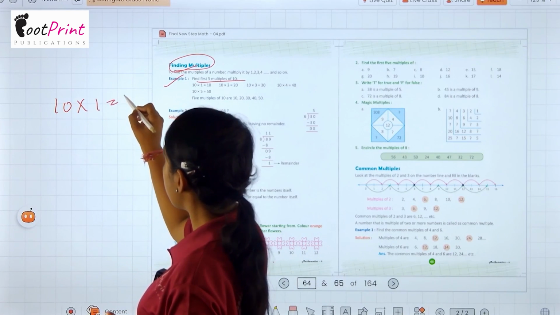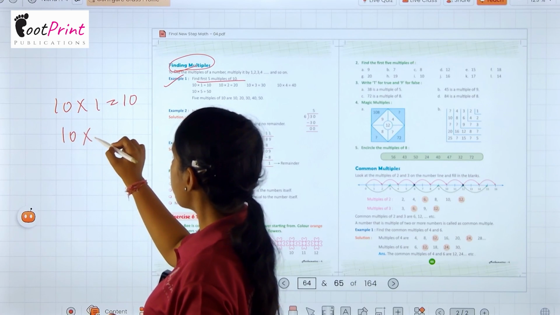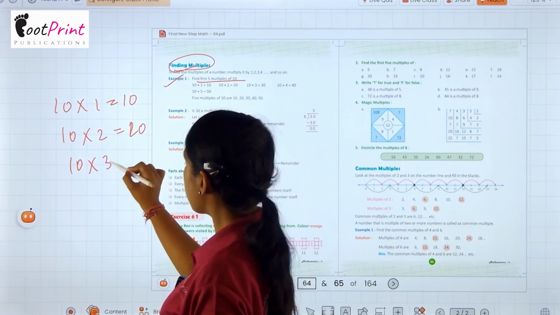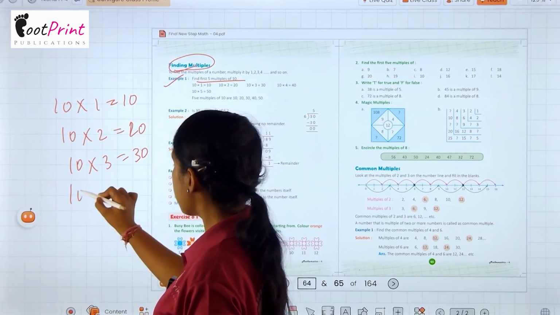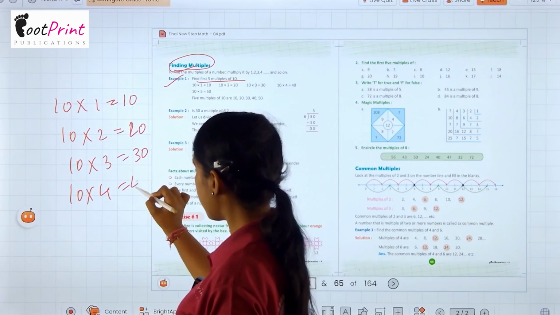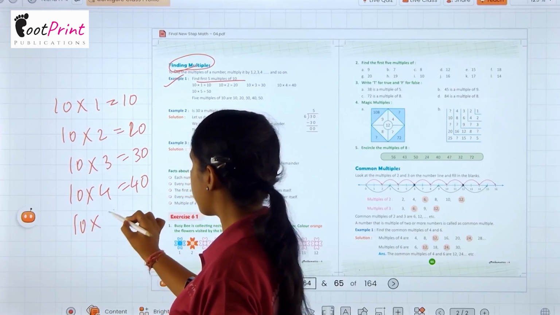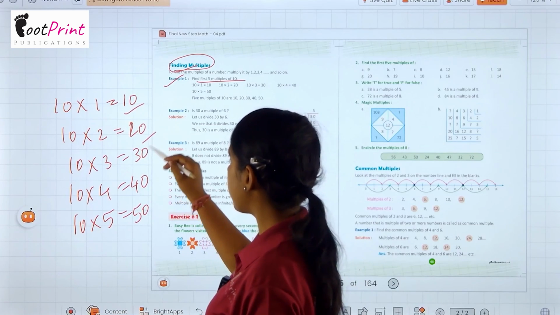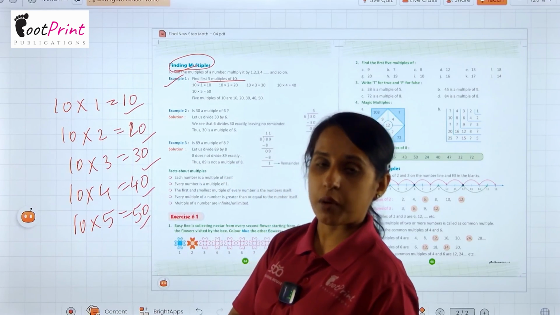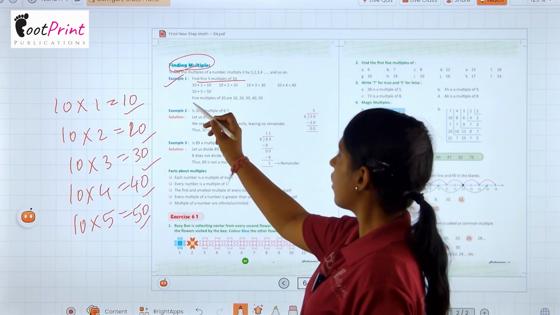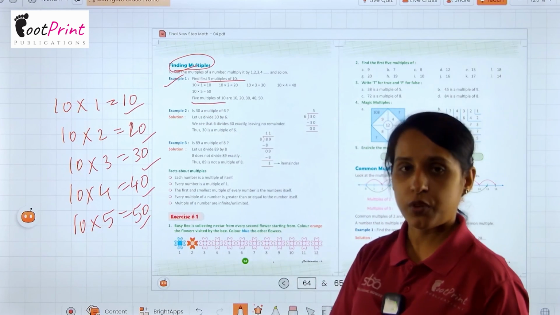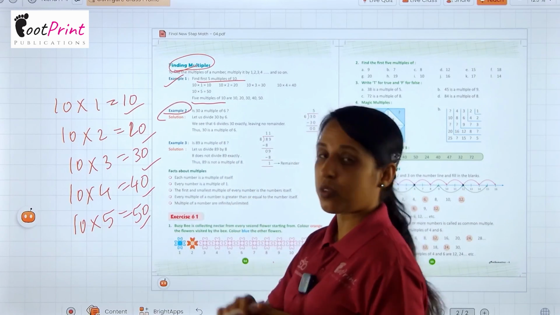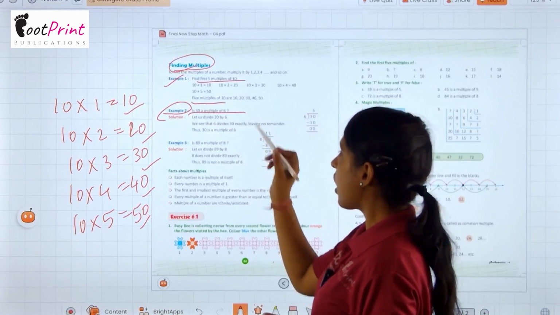10 into 1 equals to 10. 10 into 2 equals to 20. 10 into 3 equals to 30. 10 into 4, 40. And 10 into 5 is 50. Okay? So we can say that 10, 20, 30, 40 and 50 are the multiples of 10. So 5 multiples of 10 are 10, 20, 30, 40 and 50. Next, now move to the next question. Here, is 30 a multiple of 6?